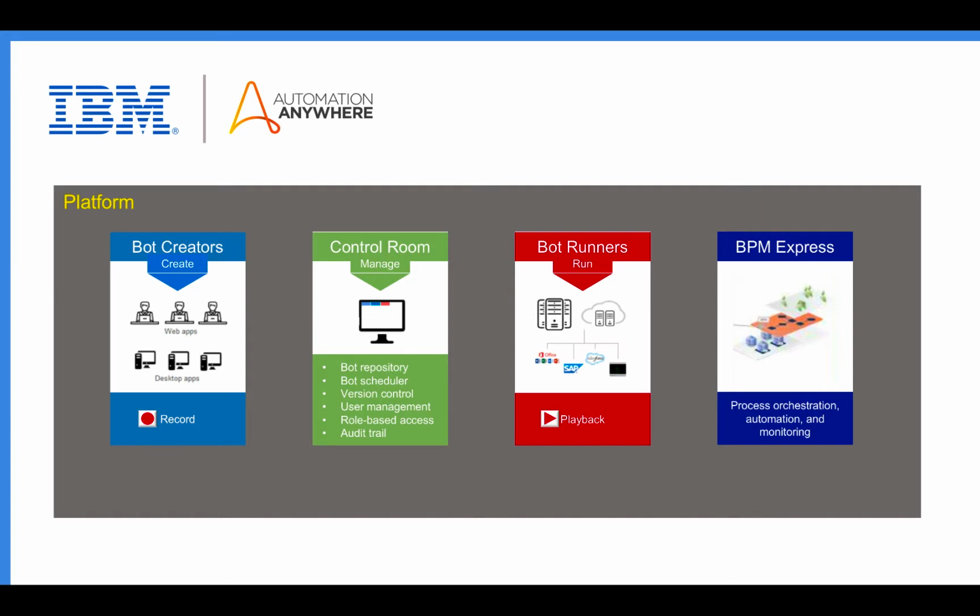Before I get started, I want to explain the IBM RPA platform. There are four components that consist of RPA. There are the bot creators on the left, which is where you create the bots. There's the control, where you manage the bots, the version control, user management, role-based access, and audit trail. The next one is the bot runners. This is where we execute the bots and where they work on the tasks that have been given to them. The last one is the BPM Express. This is the portal that gives us access to the bots themselves through a UI.